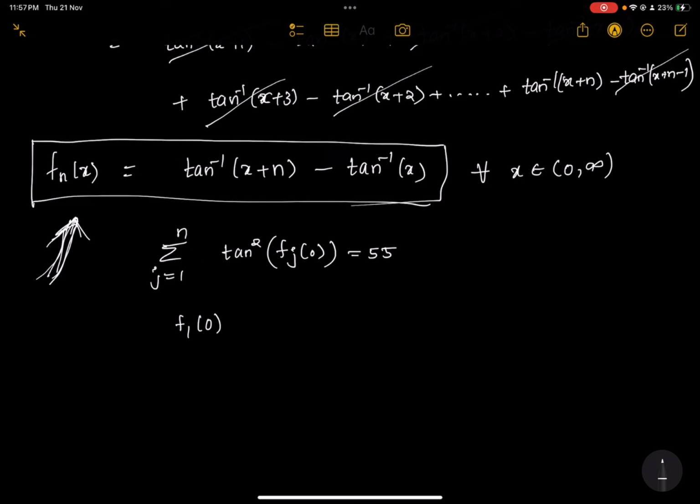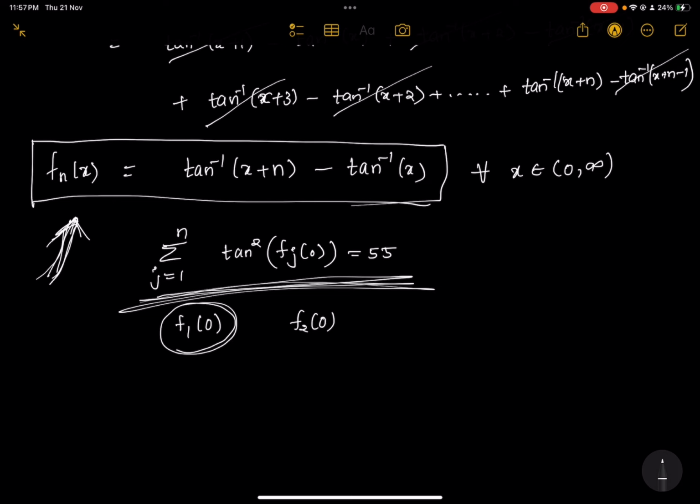When you do the calculation, you'll get the value as 55. But to find out f1 of 0 or f2 of 0, you should not put x equal to 0 in this function, because this function is only defined for the open interval 0 to infinity. So 0 is not included in the domain of the function. So you cannot find out f1 of 0, f dash 1 of 0, all these things from this function.